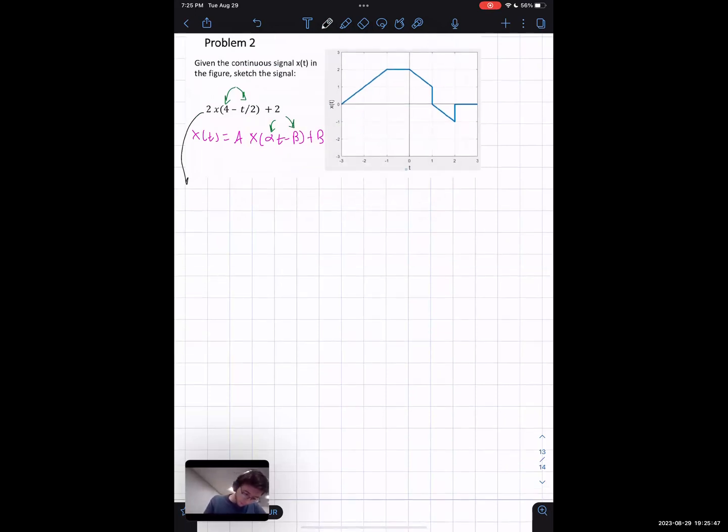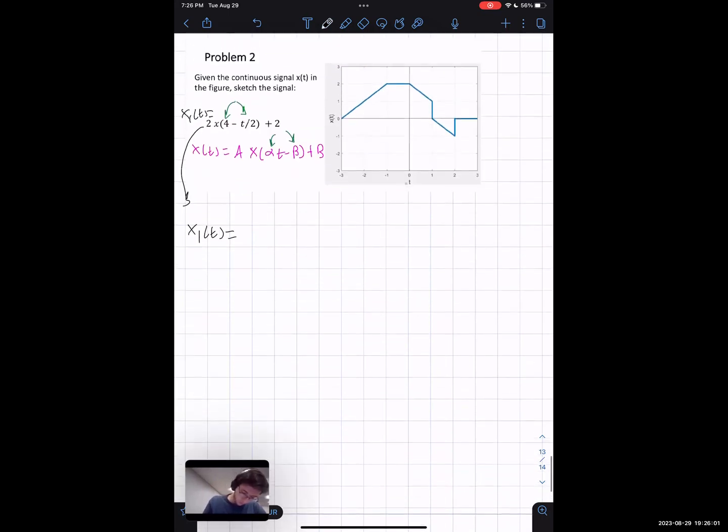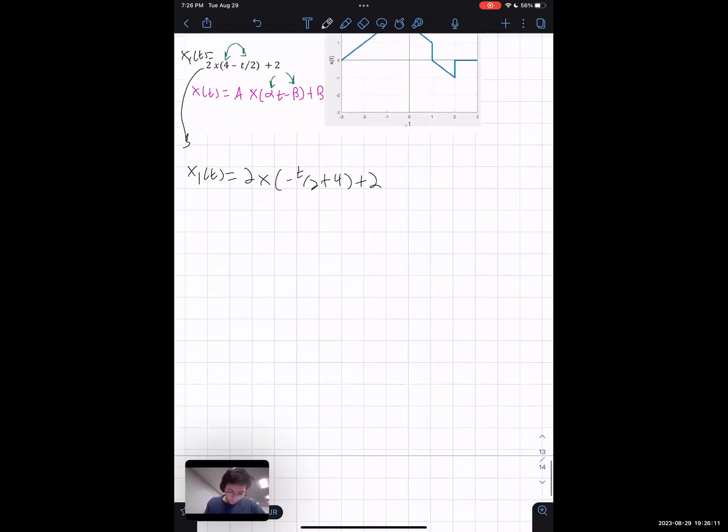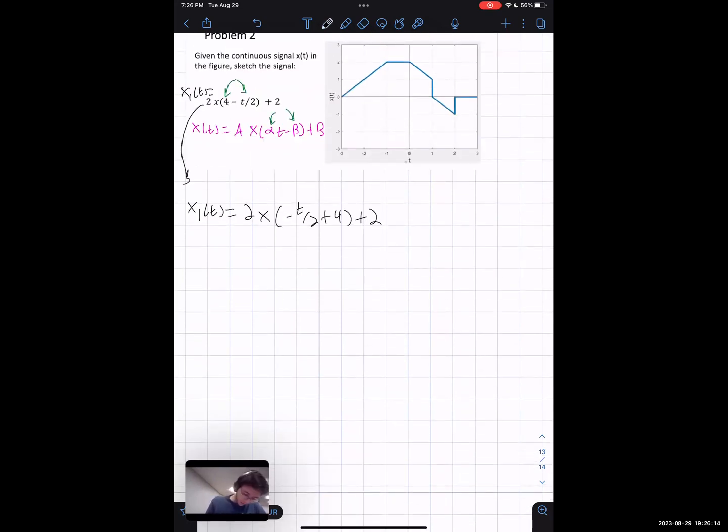So let's first start to rewrite this. Let's call this x of t. We can call it actually maybe x1 of t. Okay, so x1 of t. We're just going to rewrite it real quick. So we're going to have minus t over 2 plus 4 plus 2. Okay.